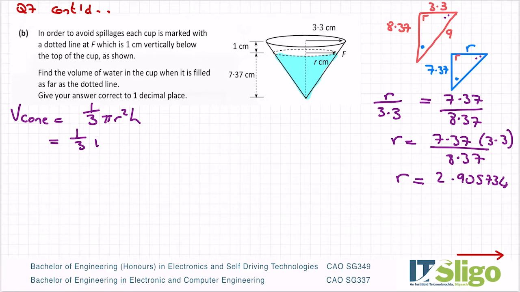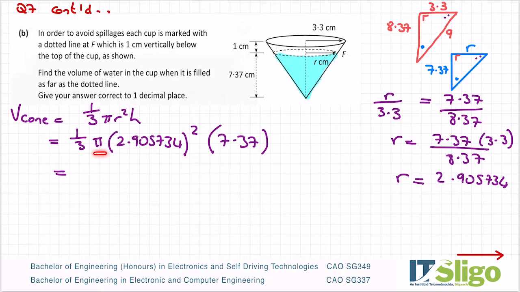I have a third pi, my radius 2.905734. Even if you don't write down all the points, leave the radius in your calculator and use that in your calculation. So that's squared by, of course, the height, which is 7.37. Okay, so let's work that out. So that radius is in my calculator. I'm just going to hit squared. So I have that squared now in my calculator by pi by 1 over 3 by 7.37.